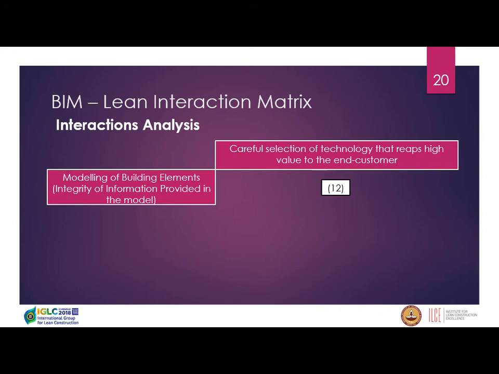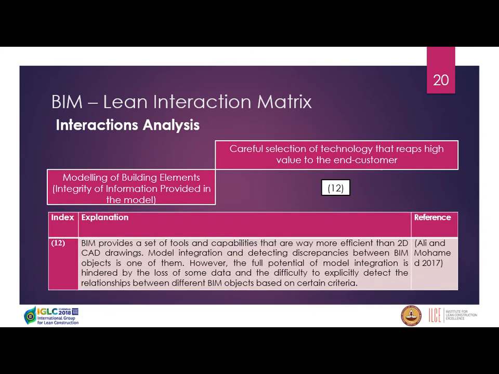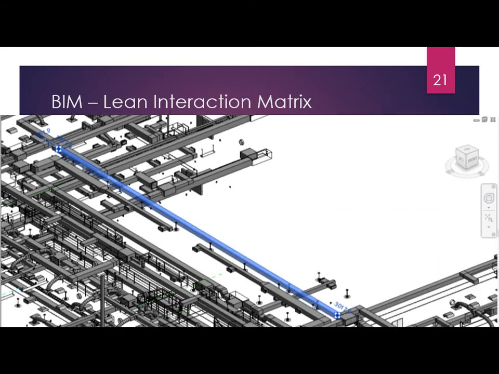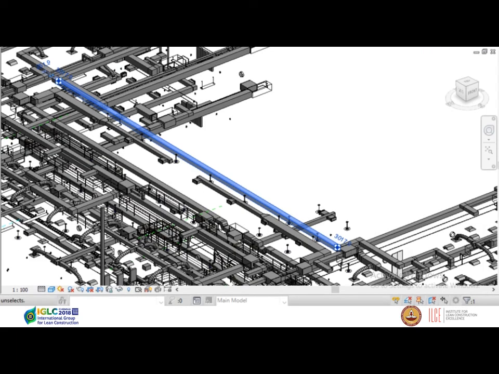An example of the interaction analysis is between the BIM functionality, which is the integrity of information provided in the model, and the lean principle, careful selection of technology that reaps high value. Actually, this between two brackets means that this was a negative interaction. Although BIM modeling is way better in model integration compared to 2D CAD drawings, however, there is still some data loss, and some BIM authoring tools cannot explicitly detect the relationships between different BIM objects. An example of which is this pipe or this duct.